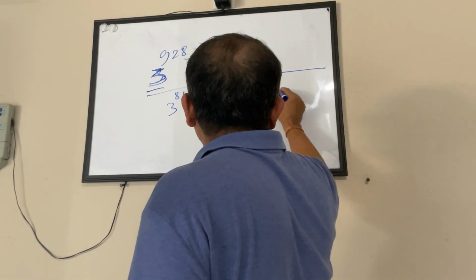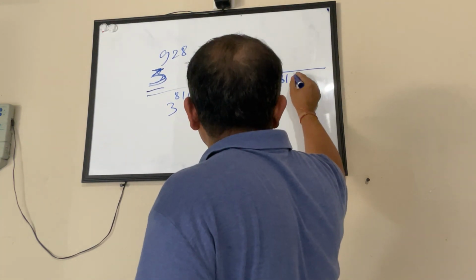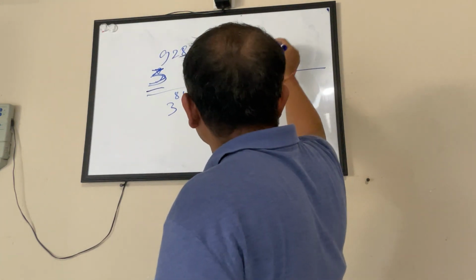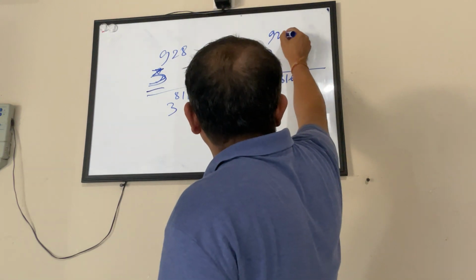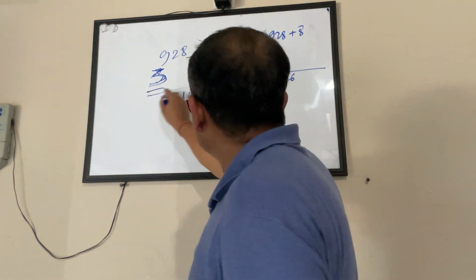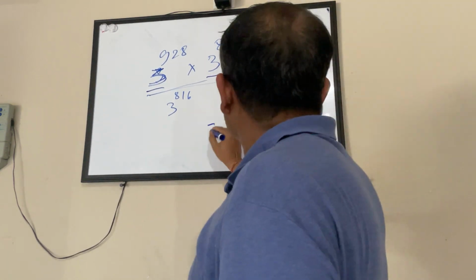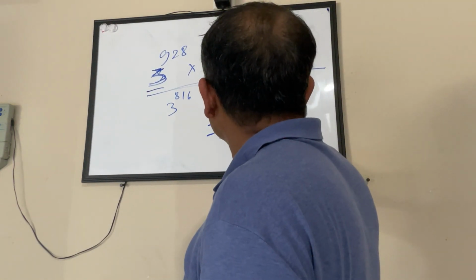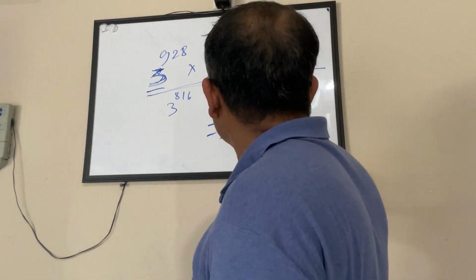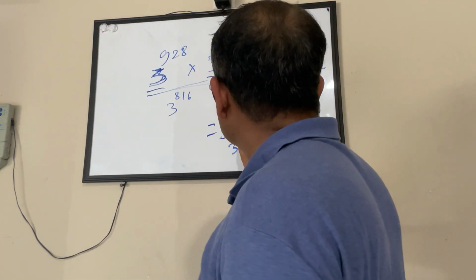So here, in the first step you did multiplication. So let's say we will not do division in the first step. Here you did multiplication, which makes it 928 plus 8. That gives you 3 to the power 936 divided by 3 to the power 816.